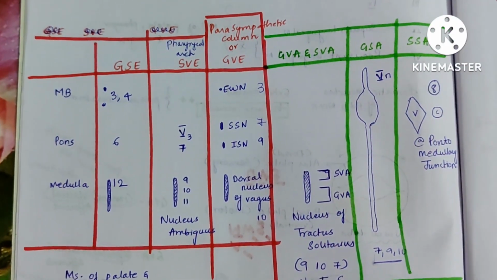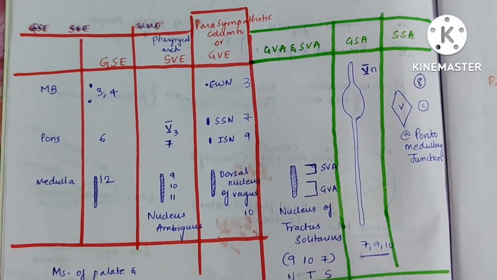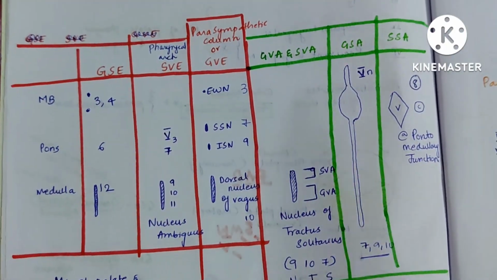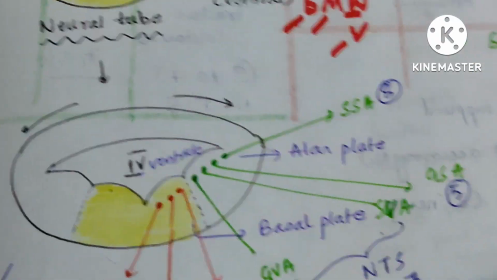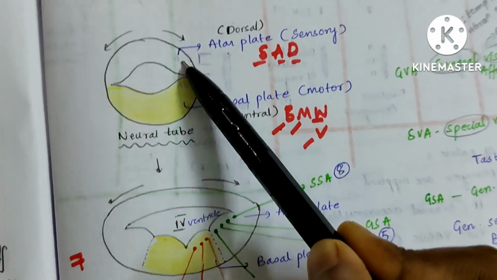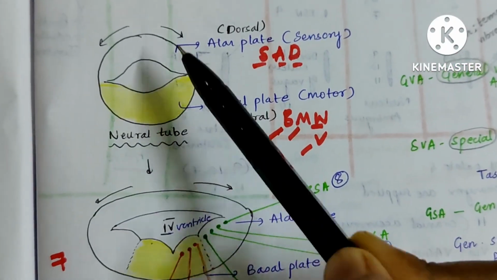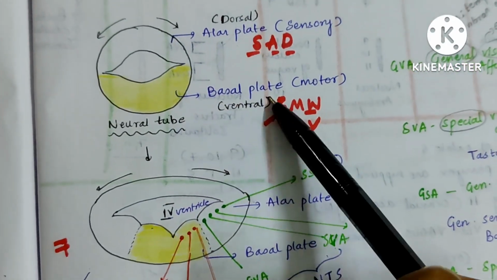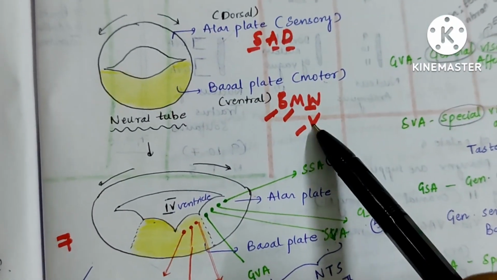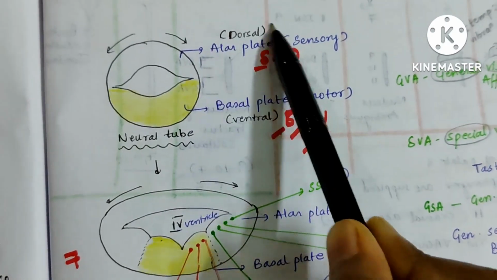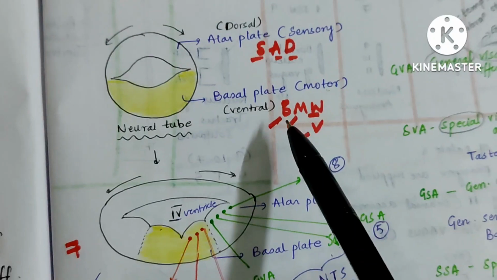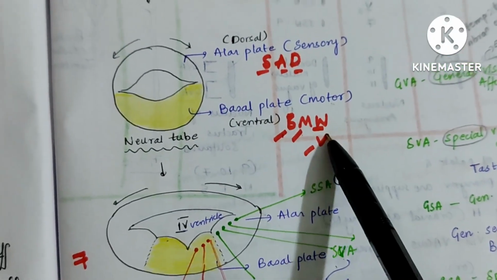Hey guys, so now let us try to simplify the cranial nerves and the columns, so that there are in total 7 cranial nerve columns that you need to know. Now we need to understand the basic concept of the neural tube first. The neural tube has two plates, alar and basal. The basal plate is the ventral one and motor is located ventrally. So BMV: basal, motor and ventral, whereas the alar plate is dorsal and sensory. So SAD: sensory, alar and dorsal. So SAD, BMV. Remember it like that.